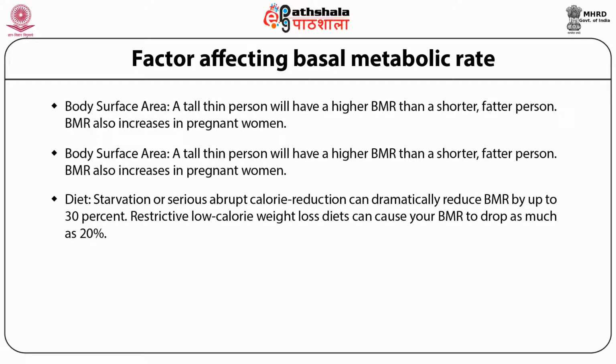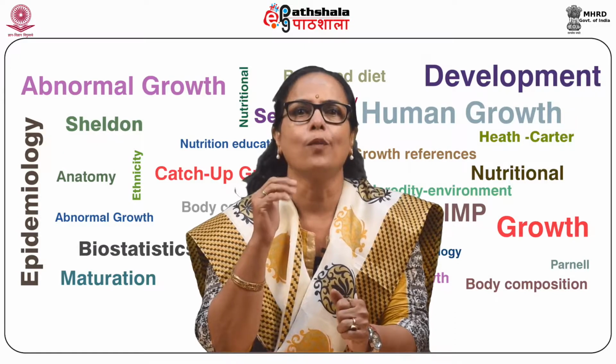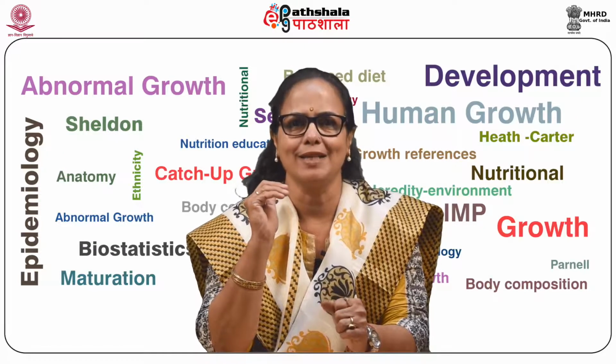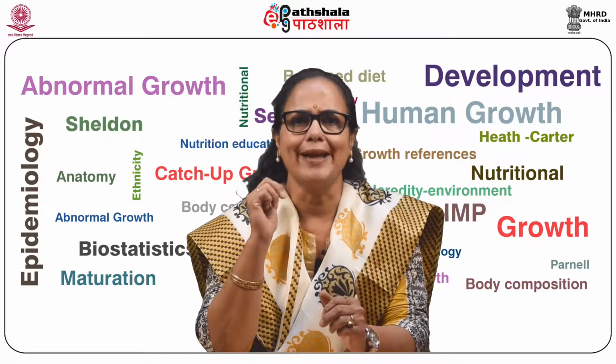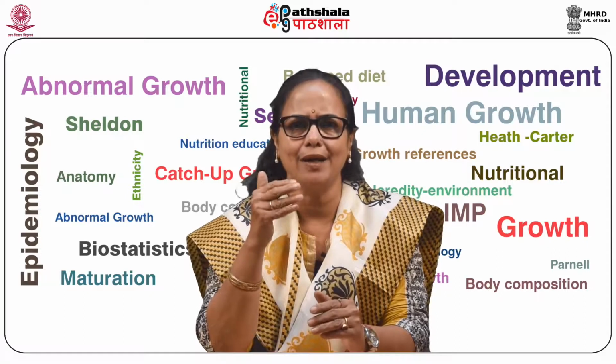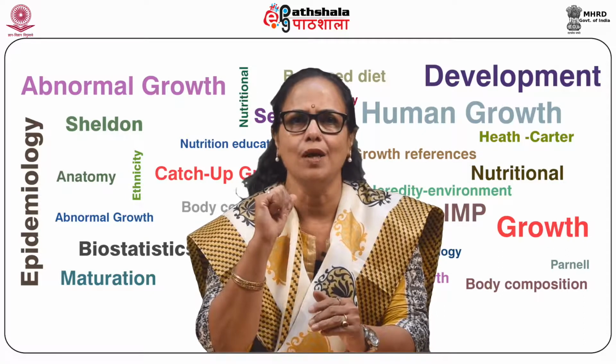Diet. Starvation or serious abrupt calorie reduction can dramatically reduce BMR by up to 30%. Restrictive low calorie weight loss diets can cause your BMR to drop as much as 20%, which is also known as the postprandial thermogenesis. BMR and RMR are measured by gas analysis through either direct or indirect calorimetry.